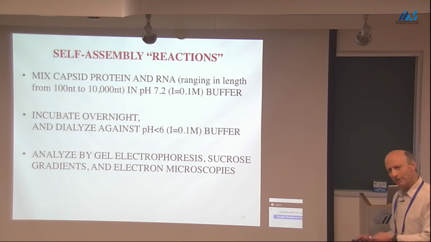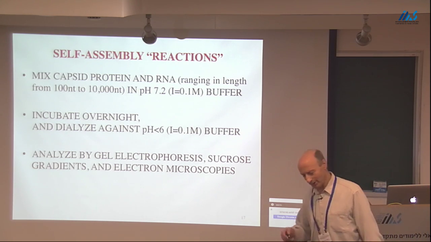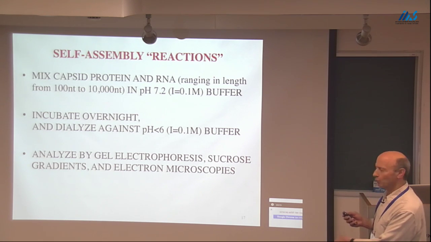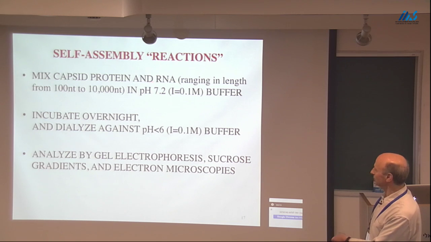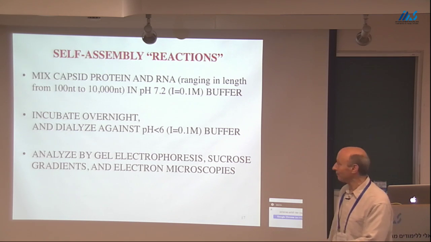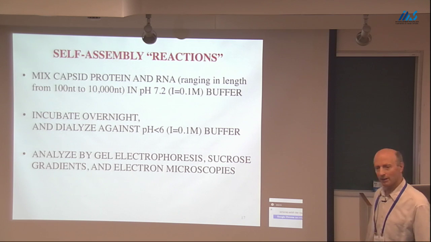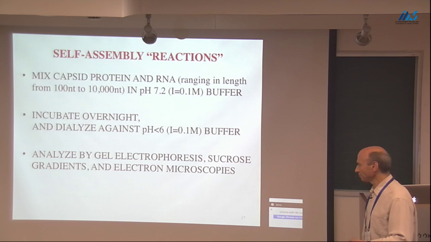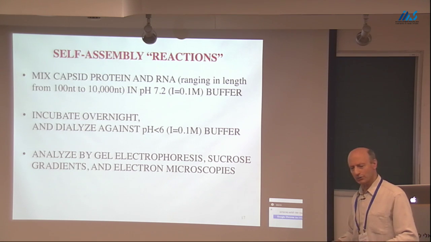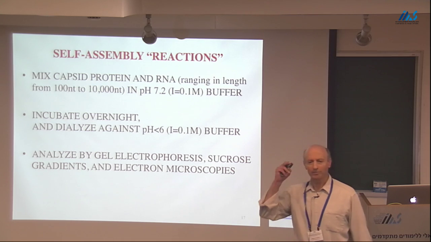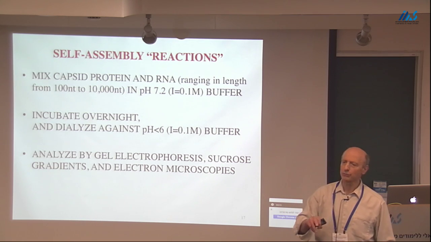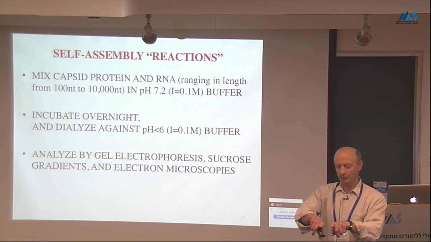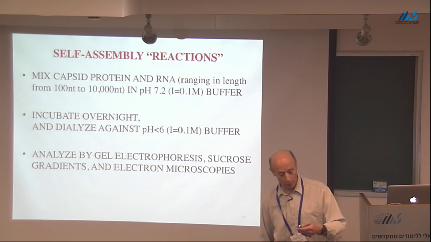For this particular capsid protein, for the plant virus CCMV, cowpea chlorotic mottle virus, we found what works best is to first mix the protein and the RNA in physiological buffer, so neutral pH and 100 millimolar salt, a little magnesium, a little divalent cation, and then lower the pH. And basically, by lowering the pH, you're getting closer to the isoelectric point of the protein so that you can have stronger lateral attractions between the proteins.